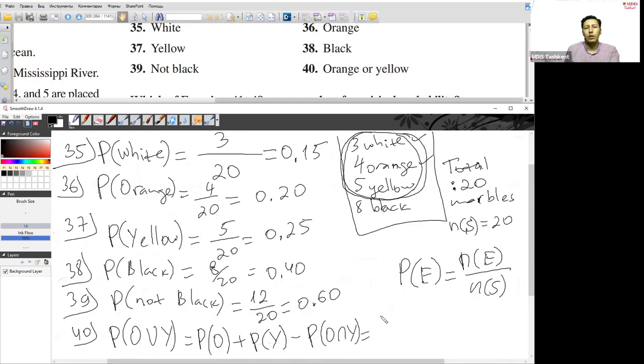Orange, how many? 4. Yellows, 5. Oh, the last one, you get 9. Minus orange and yellow. Do we have such a marble which is orange and yellow at the same time? No, therefore I write 0. So these 2 are what? Mutually exclusive events. They cannot occur at the same time.